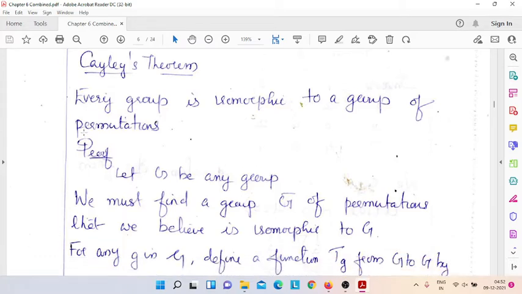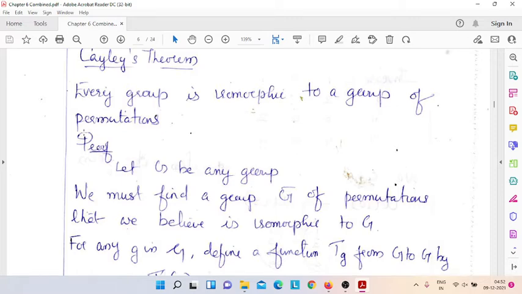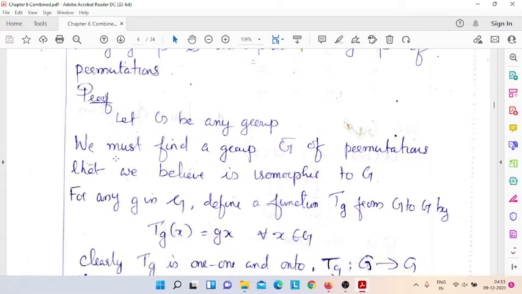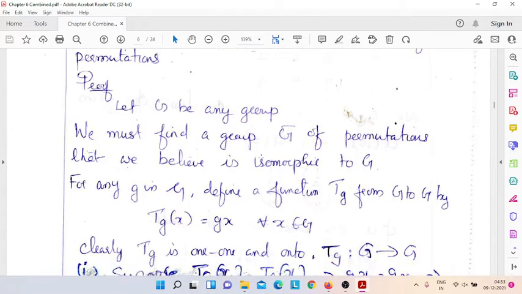The proof: we can prove the result using the following steps. Let G be any group. The given group is taken here as G. Then we must find a group G bar of permutations, and after giving that group, we will show that it is isomorphic to G.